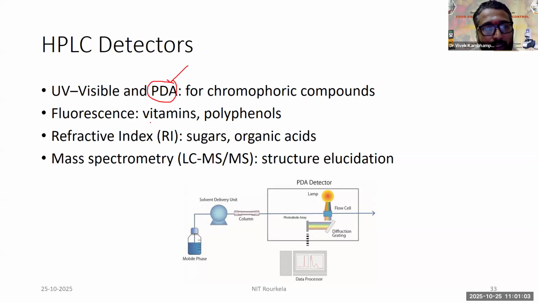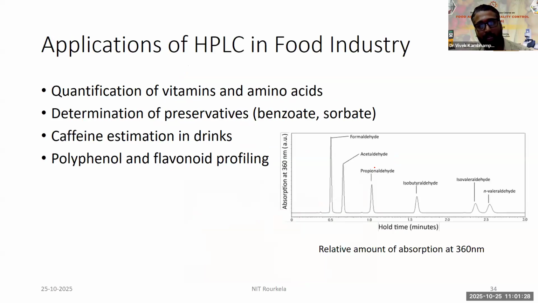Fluorescence detector can be used for identifying vitamins and polyphenols. Refractive index detector is commonly used for sugars and organic acids. Based on the refractive index, this particular detector can be used. Mass spectrometry, as you know, the identification happens based on the mass, right? For the structural elucidation.